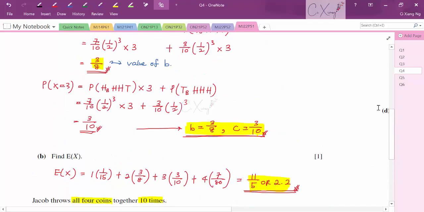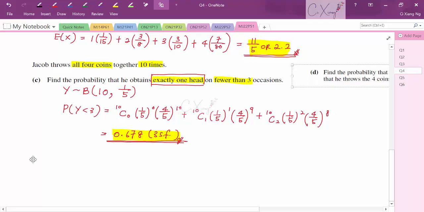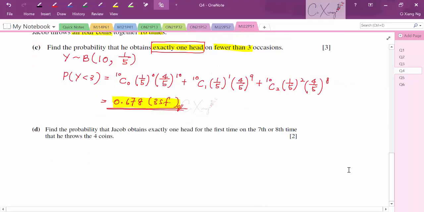And next one, let's have a look at part D. All right, so for part D, again, they want us to find the probability that Jacob obtains exactly one head for the first time. So this one, the keyword will be first time. Usually when you see the words first time, getting something for the first time, it will generally be a geometric distribution. And to put in the p, it should be the probability for exactly one head, which is 1 over 5. Then they said obtain the one head for the first time on the 7th or 8th time. So 7 or 8 times means that they want you to calculate the probability for Y equals 7 and also Y equals 8.